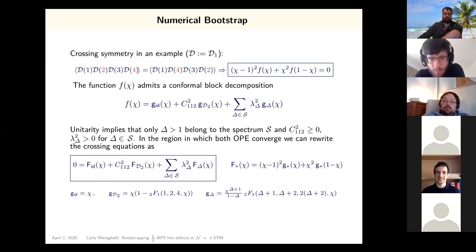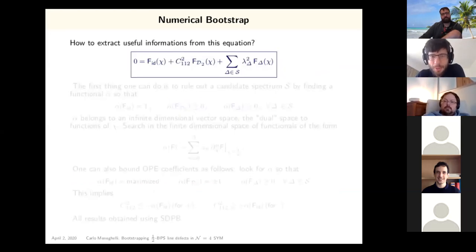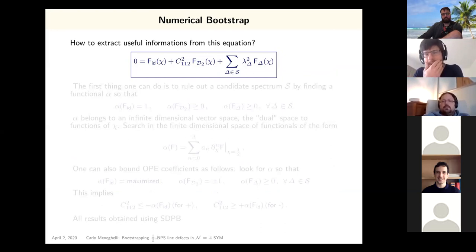Okay, so we start with this. This is the equation we have. We know the F. We want to know curly S, and the C squared and lambda squared. This is hard. One of the reasons is that we don't know what we are summing over, which makes it very hard. The other reason is that there are probably too many solutions.